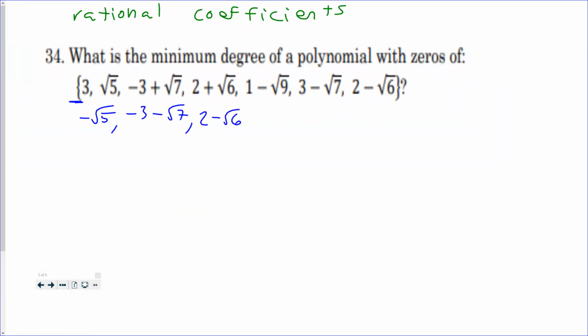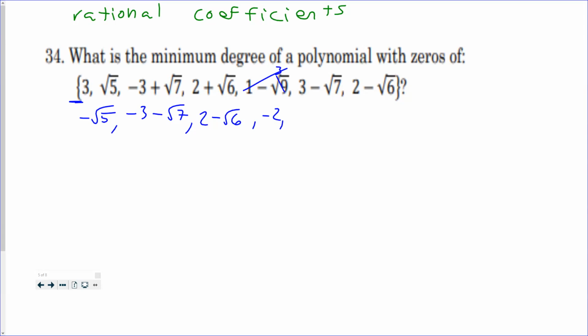Then I have 1 minus the square root of 9. So remember, for something to get a pair, the square root needs to be in a form where it cannot be reduced down. So the square root of 9, it can be reduced, or in other words, it's not an irrational number. And that's important for pairs. You only get a pair if the square root is an irrational number. The square root of 9 is not irrational because it's just 3. And 1 minus 3 is just negative 2. So it does not get a pair, it's just negative 2.